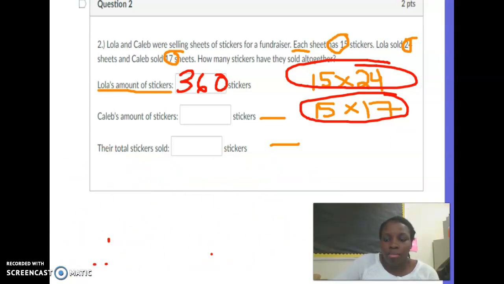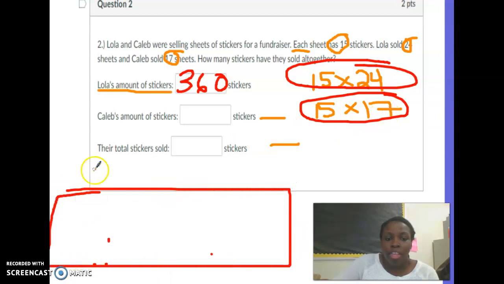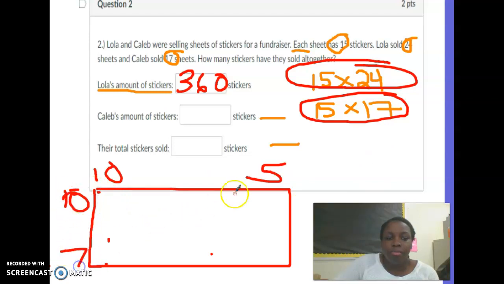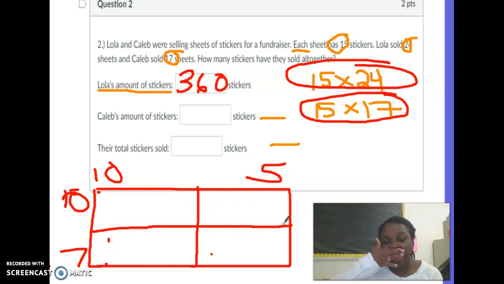I'm going to go ahead and erase this because I got Lola's. Now I'm going to do Caleb's. So 15 times 17, I'm going to break it apart: 15 is 10 and 5, and 17 is 10 and 7. You see I don't have my plus sign. Sometimes you will not see your plus sign, so it doesn't matter. Now I'm going to multiply. Let's look up here. What multiplication problem would I do here? Look above and to the left.